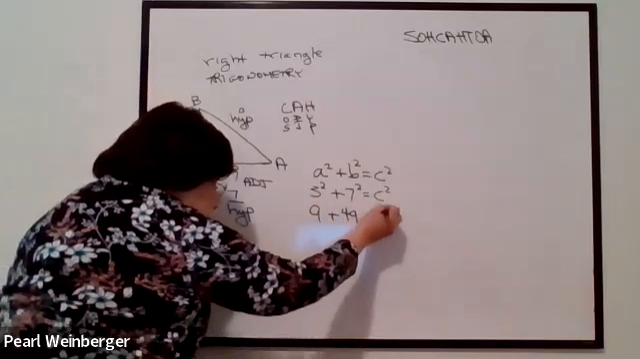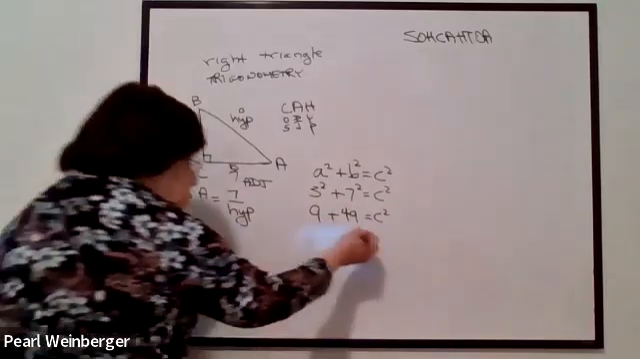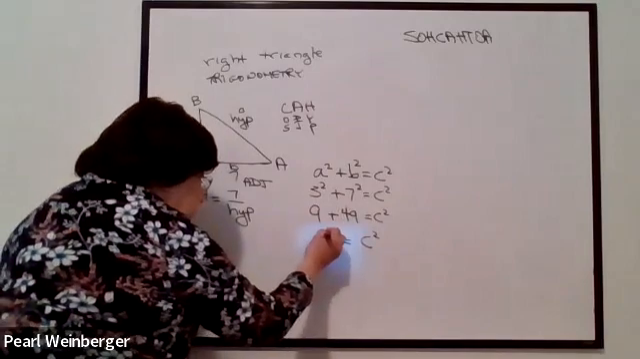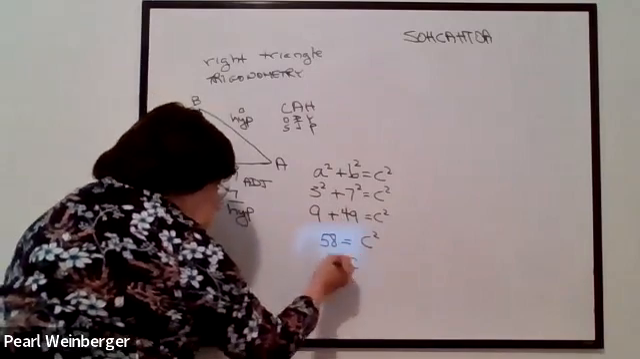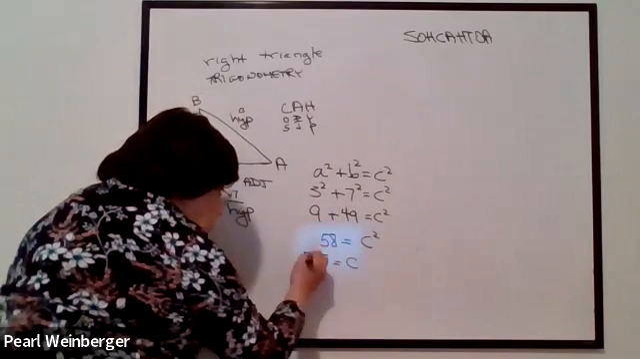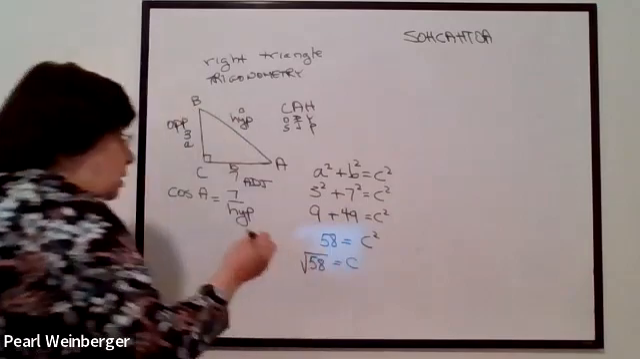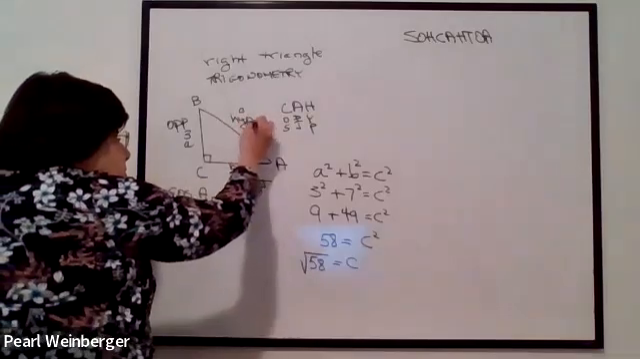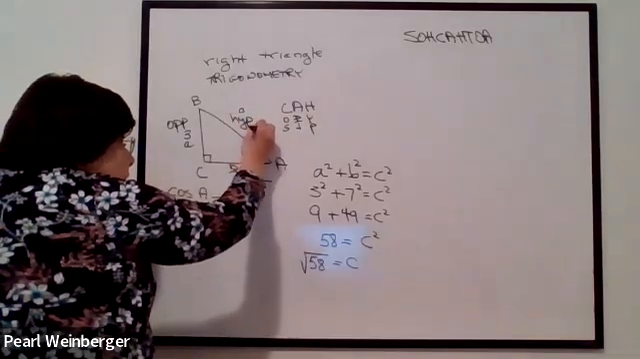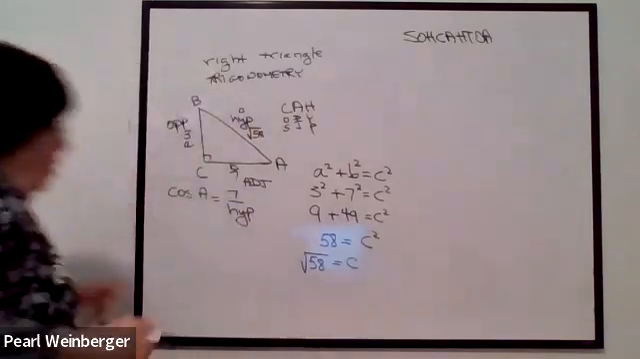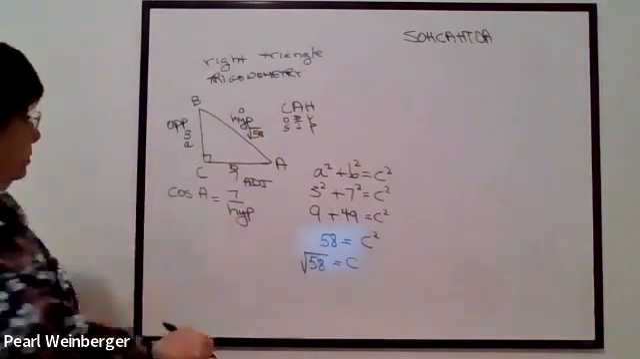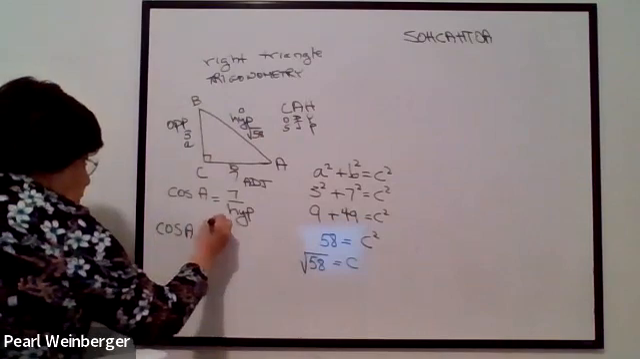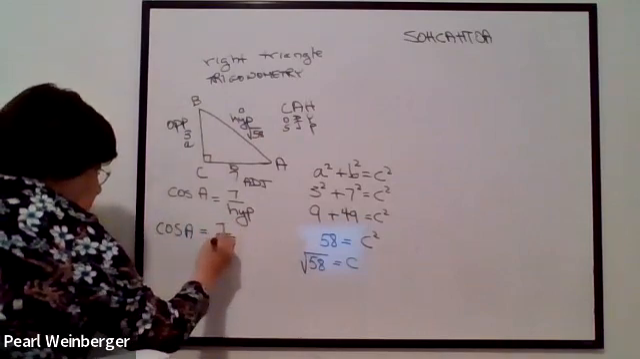That gives me C squared, which means that C squared is 9 plus 49, which is 58, which means that the C has to be the square root of 58. Because I don't want what C squared is, I know what C is. The hypotenuse is the square root of 58. So now I can put in what the hypotenuse is. My cosine of A is 7 over the square root of 58.